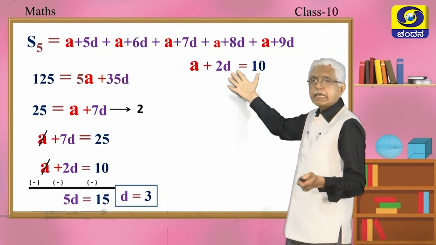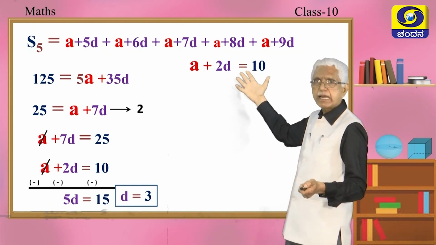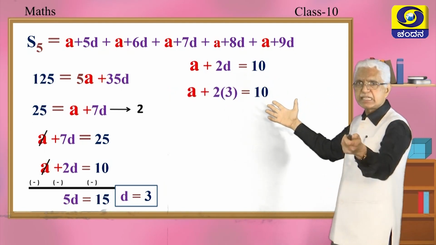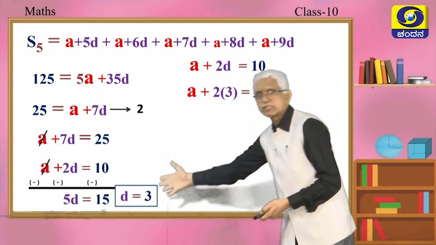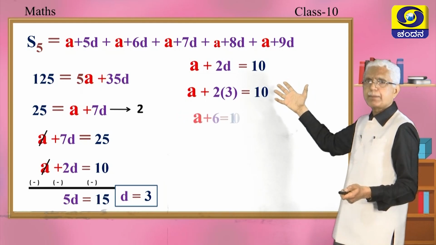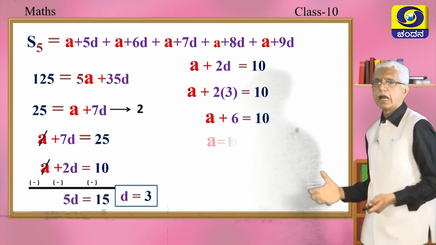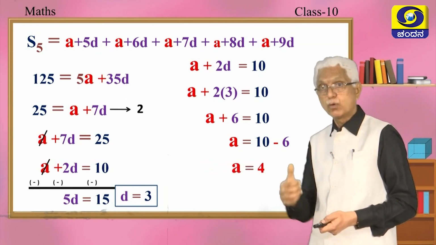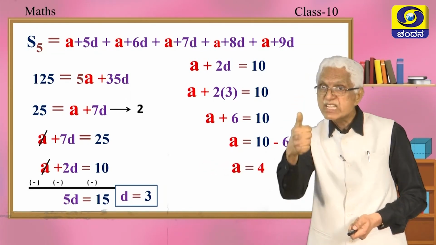Observe, I take A plus 2D. That is A, I do not know, right? I do not know A. I write it as it is, plus 2 into D. D is just now we have calculated as 3. Please substitute it here. 2 3s are 6, right? So, A plus 6 is equal to 10, and further simplification, A is equal to 10 minus 6 and A is equal to 4. So, you got the first term.